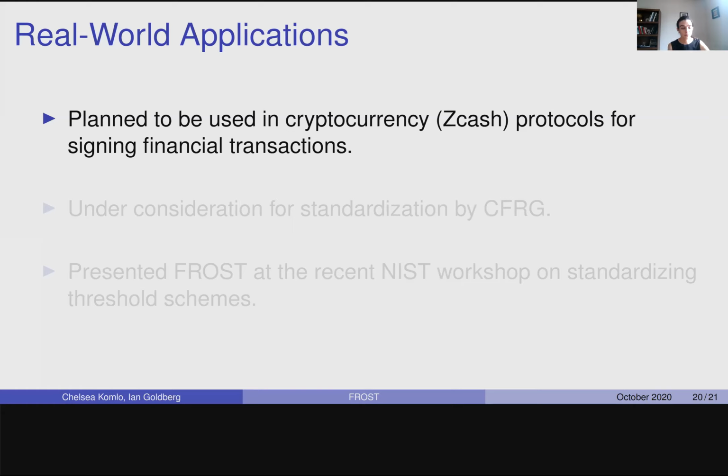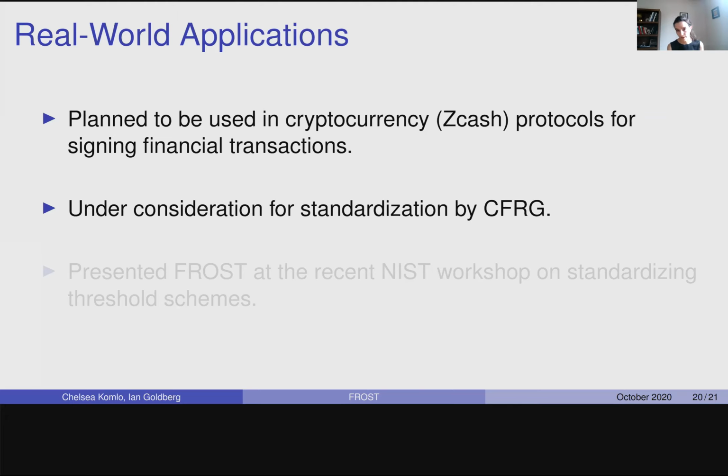One thing I think we're most excited about with Frost is that there are real world applications that are interested in using Frost today. The most immediate setting where it's planning to be used is by the Zcash protocol in order to sign financial transactions. Frost is attractive in this setting because of the privacy reasons. Signatures that are published to the blockchain won't be able to be differentiated based on the number of signers. So this is a nice application here.